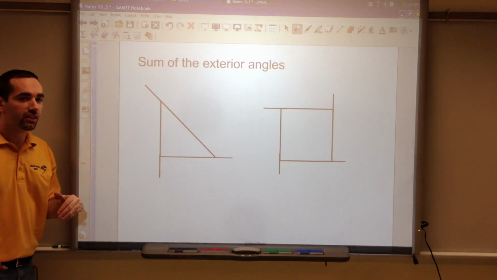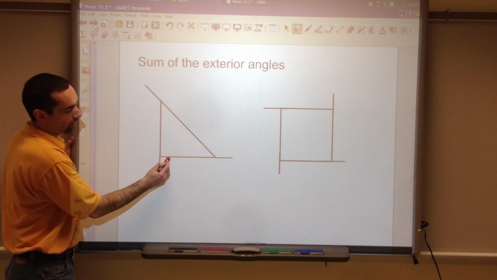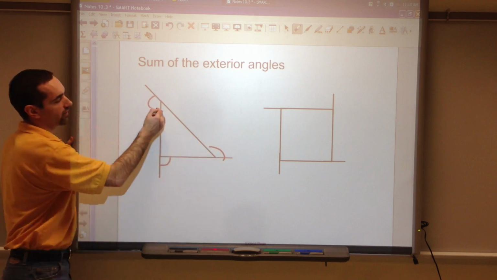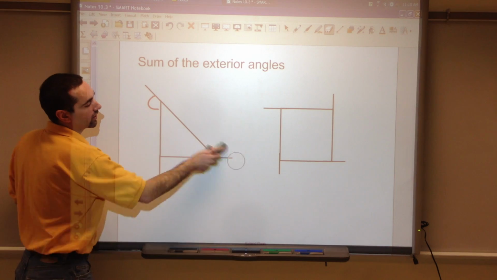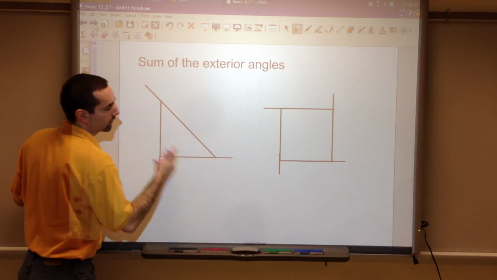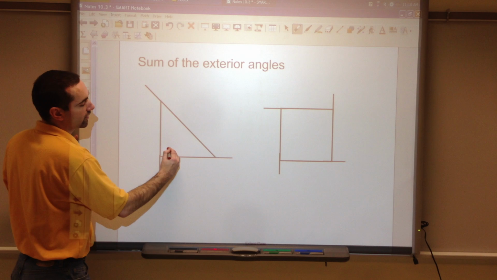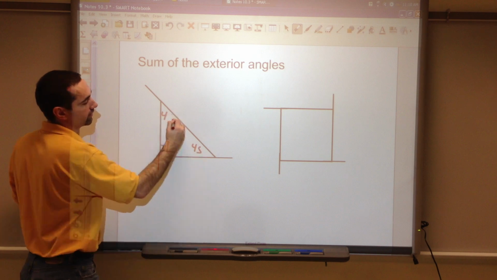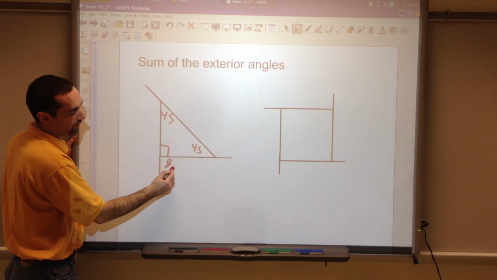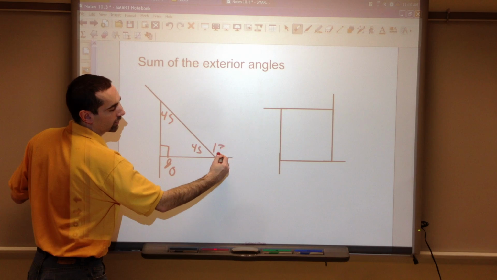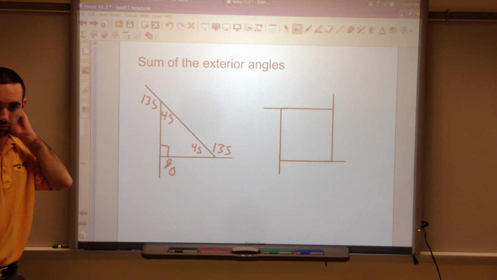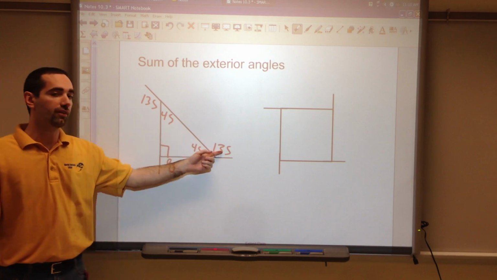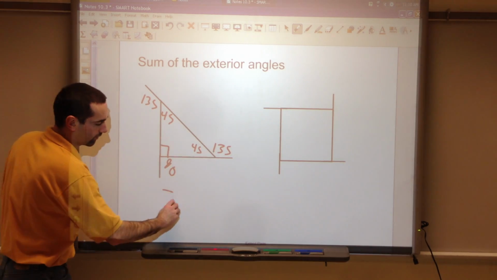Now the sum of the exterior angles. So I'm looking for this angle, and this angle. What do they add up to? Well, given the shape I have here, a triangle, I'm just going to say there's a 90, 45, 45. Linear pair, so that's going to be 90. Linear pair, 135. Linear pair, 135. I add that up, that's 270, 360.